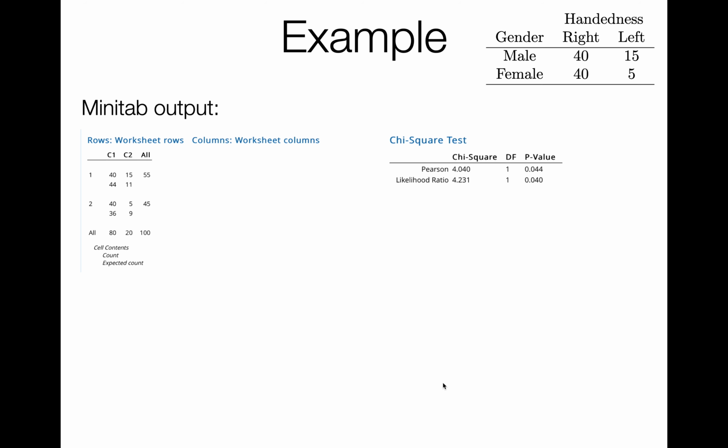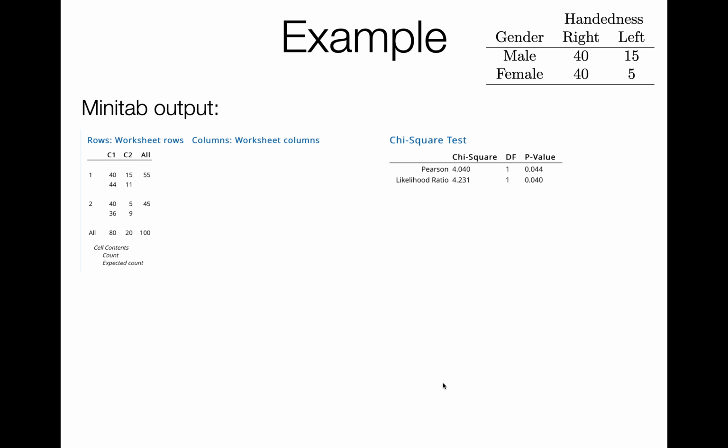If you look below the counts, you'll see 44, 11, 36, and 9. Those are the expected cell counts. If you look down at the bottom, it has a little legend. It says cell contents: count and then expected count. So the expected counts are 44, 11, 36, and 9. So all expected cell counts are greater than or equal to 5, and we can proceed without worry that the approximation is off, so to speak. Okay, so everything's good with the assumptions there.